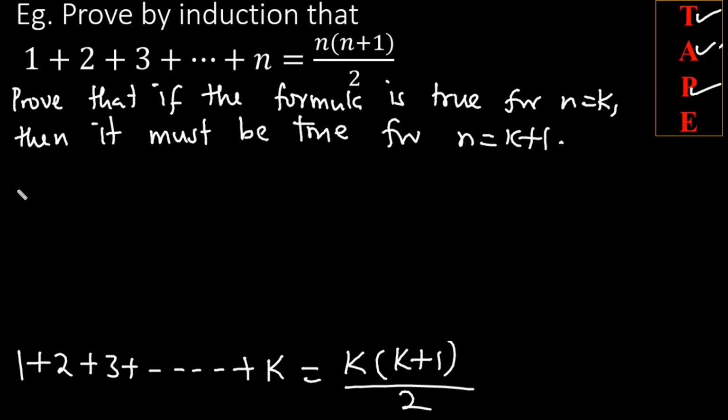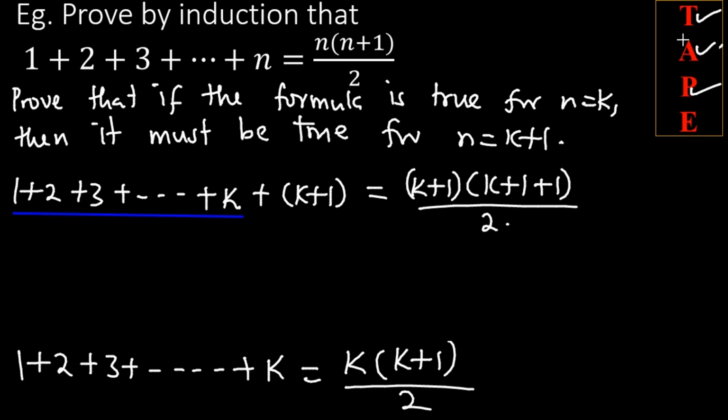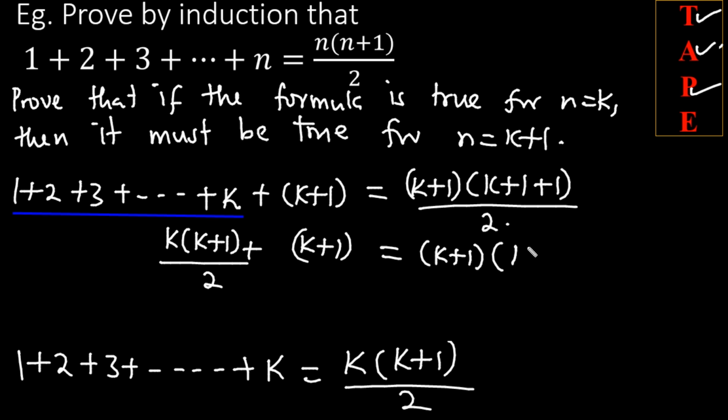So I'm going to say 1 plus 2, then plus 3, then plus dot dot dot, then plus the last term here is k, but now when I see n, I'm going to substitute k plus 1, and everything is equal to, I substitute k plus 1 on the right hand side, so that is k plus 1 into k plus 1, then plus 1, everything divided by 2. But when I look on the left hand side, this expression is given as k into k plus 1, everything divided by 2. So I'm going to just substitute k into k plus 1, everything divided by 2, then plus k plus 1, everything is equal to k plus 1 into k plus 1 plus 1, that is a 2, everything divided by 2.